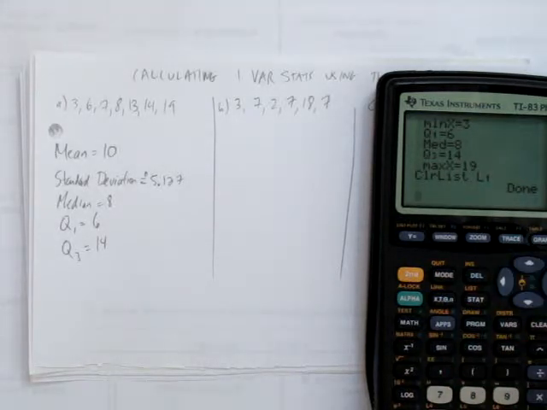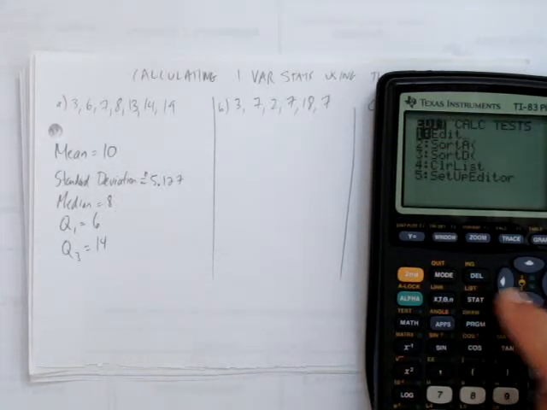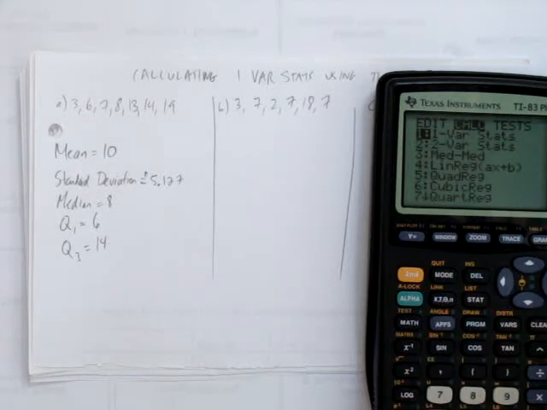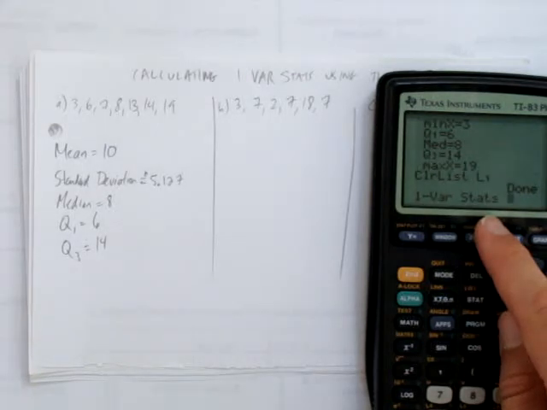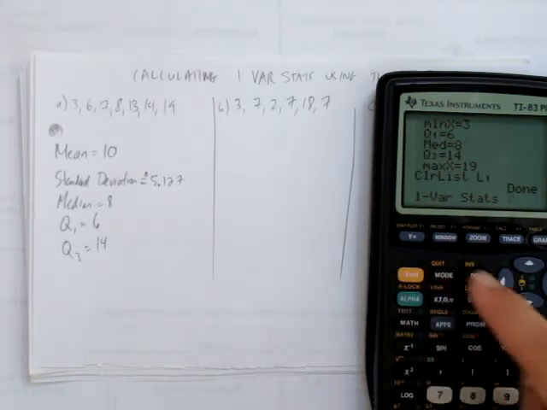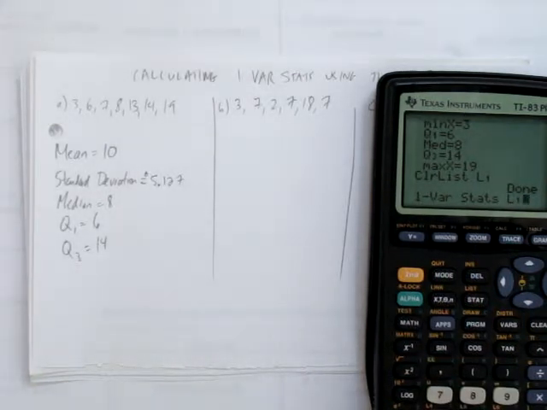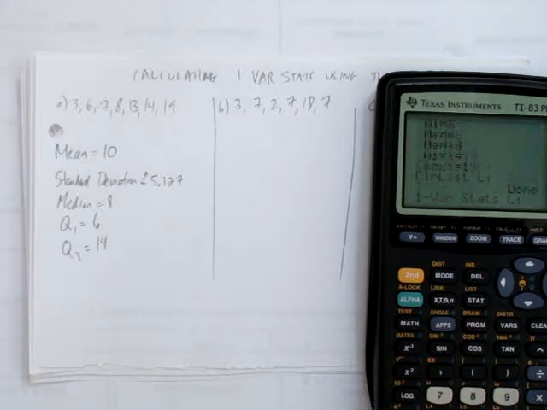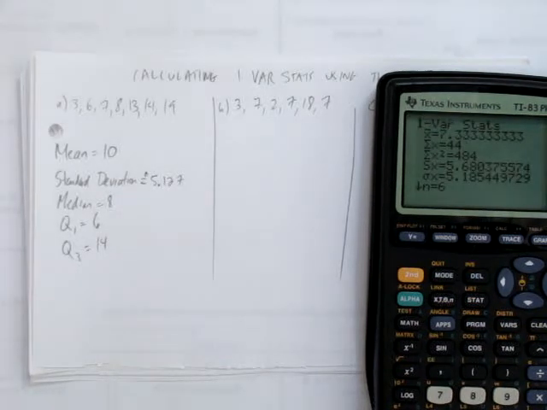And I'm back to my home screen. I want to do stat and right arrow to get to calc and pick one var stats by hitting enter. I have one var stats. I want to hit second, the yellow button, and a 1 to get L1. And right away, look how quick that was. I get all the information on this next set of data.